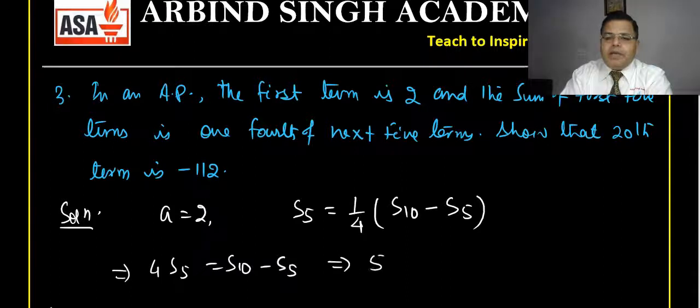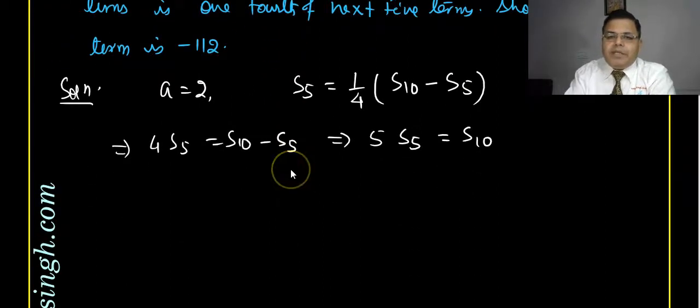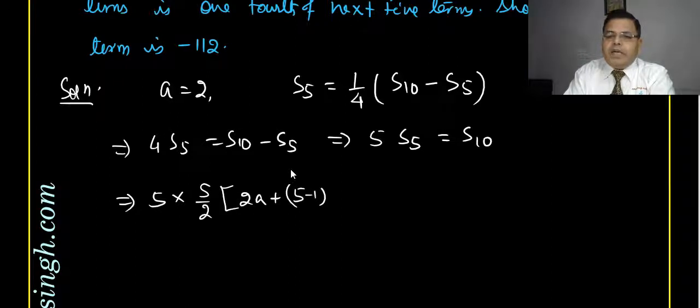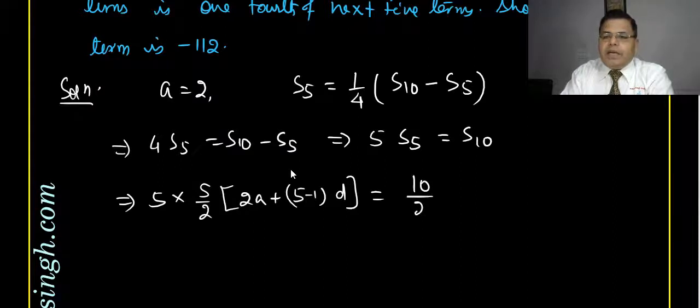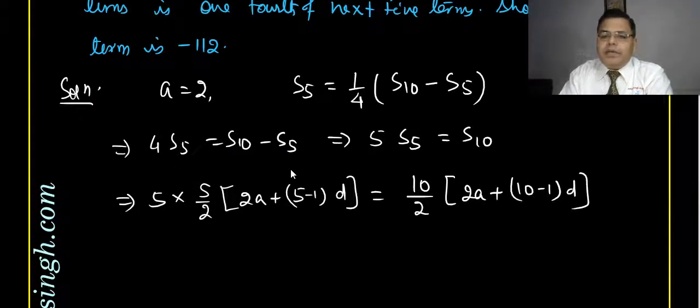So 5 times S5 is equal to S10. As per this, we can write the formula. The sum of the first 5 terms is 5 by 2 into (2a + (5 minus 1) d). D we do not know, what is d? And the sum of the first 10 terms is 10 by 2 into (2a + (10 minus 1) d). Here a is known, but d is not given.